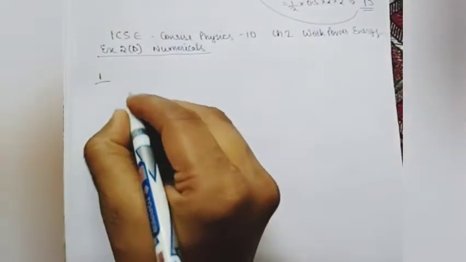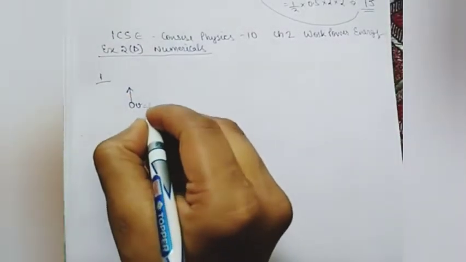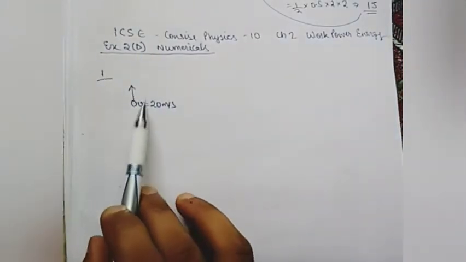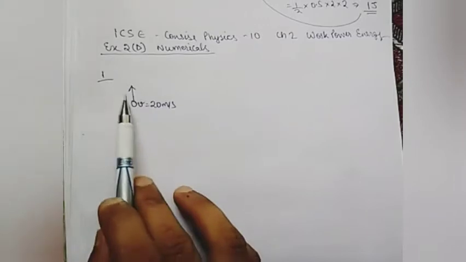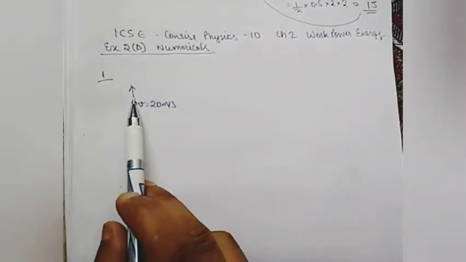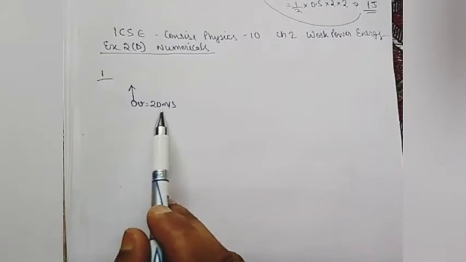So a ball is thrown upward with initial velocity equal to 20 meter per second. When the ball is going upward, gradually the velocity is decreasing. At the topmost point, the velocity will be 0, because it is going against the gravity, so the velocity will gradually decrease.